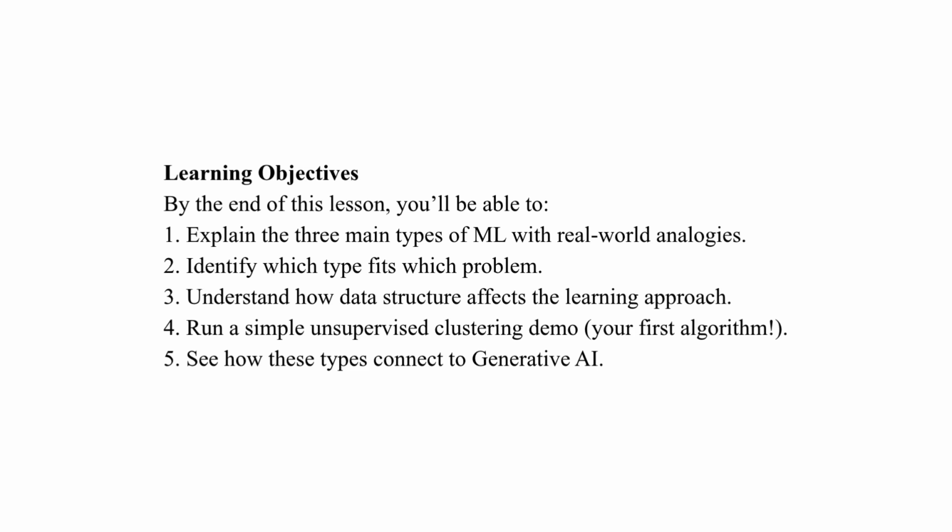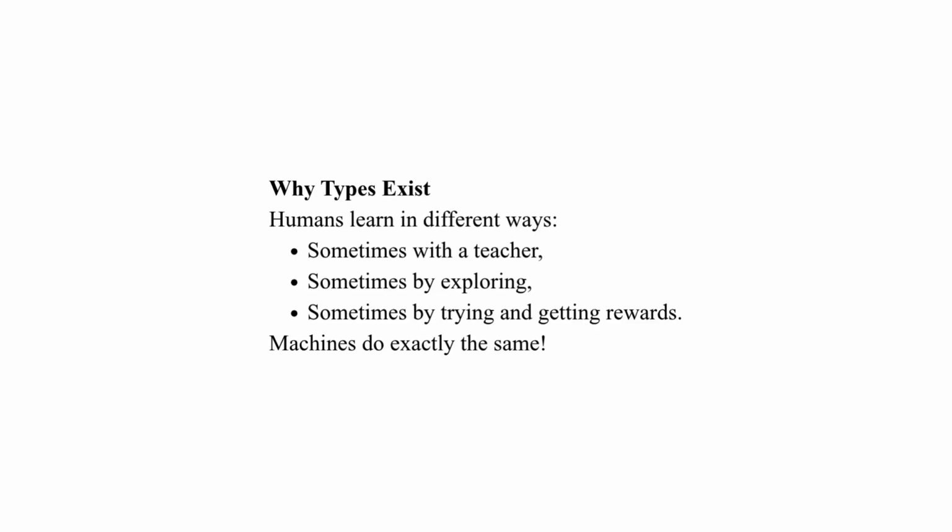By the end of this lesson, you'll clearly understand the three main types of machine learning explained with real-life examples, how to identify which type fits which kind of problem, and how the structure of data, whether it's labeled or not, shapes how machines learn. You'll even try your first unsupervised demo, and finally, see how all this connects to how AI models like GPT work.